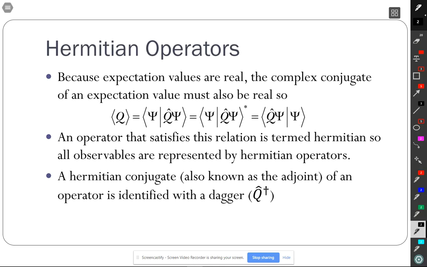One thing to note here is a Hermitian conjugate, also known as the adjoint, so sometimes you'll say adjoint, is written as Q dagger. So if Q is my operator, Q dagger is its Hermitian adjoint or Hermitian conjugate. Not the same thing as a complex conjugate, at least in terminology. We're going to do a problem to see how it comes out.